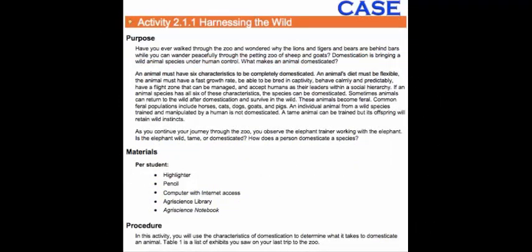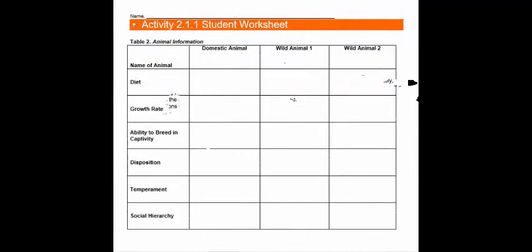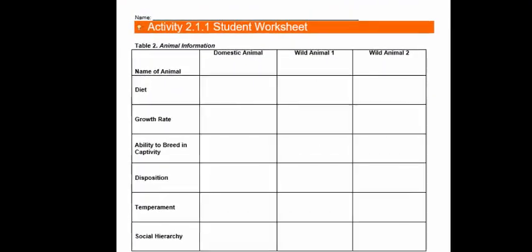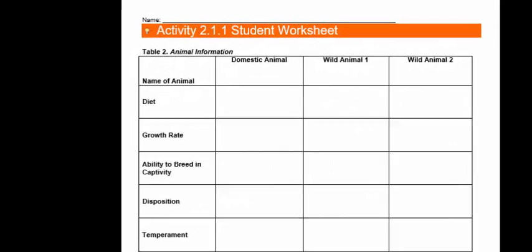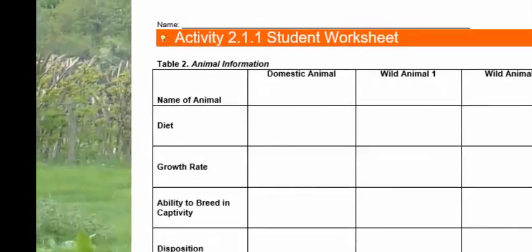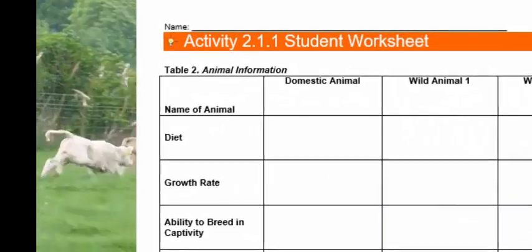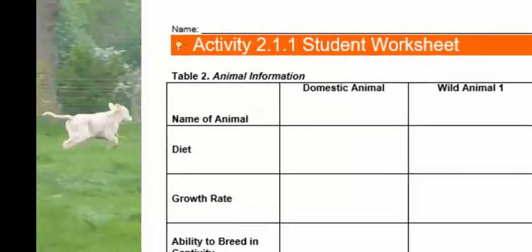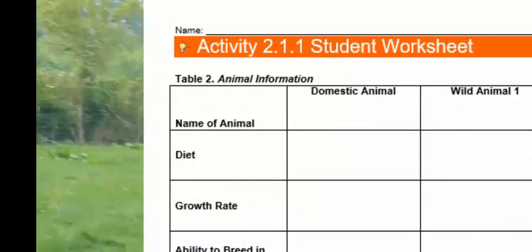Through Activity 211, Harnessing the Wild, you will conduct behavioral and historical research on a variety of animals. You will also compare domestic and wild animals using the characteristics of domestication discussed in this presentation. This will help you understand how domestication of animals is achieved through breeding, handling, and training. Your instructor will share how you will select your animal species for research and record the information.